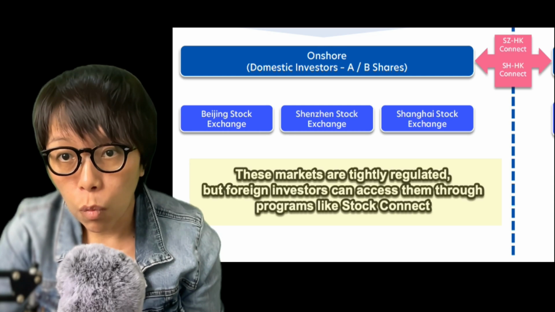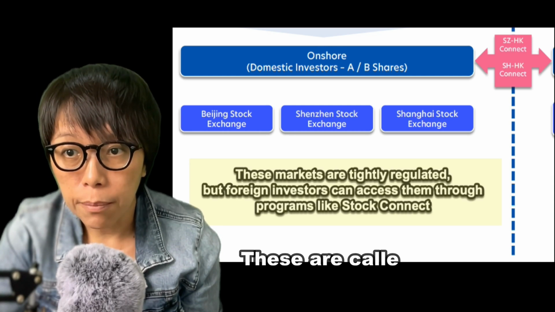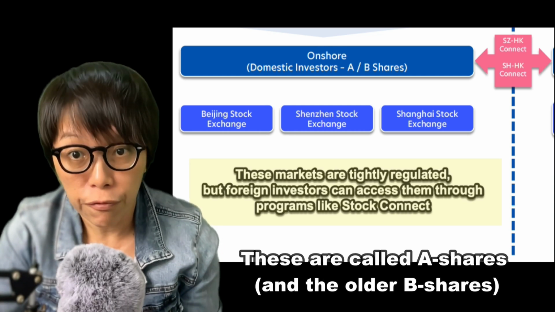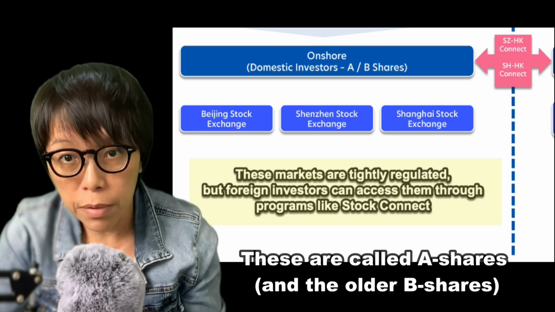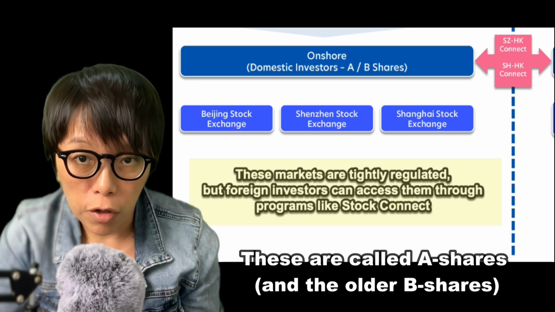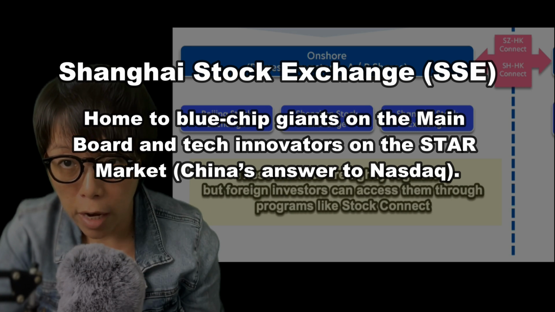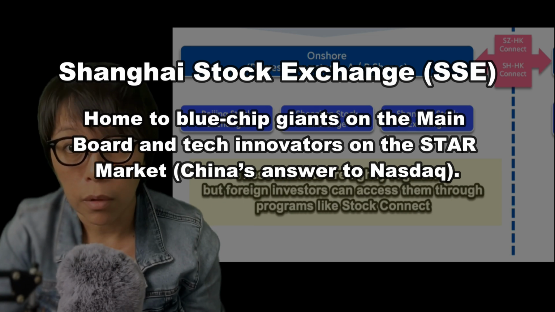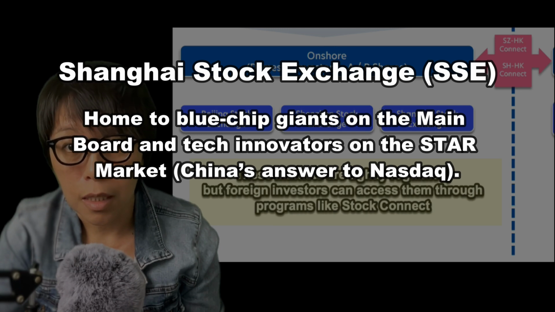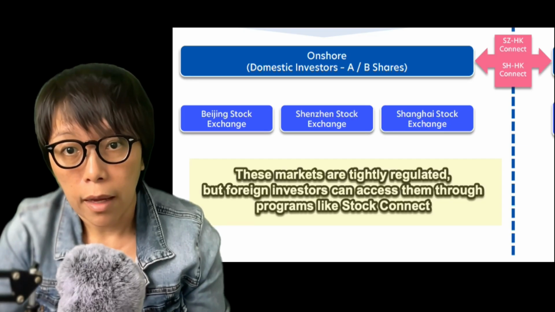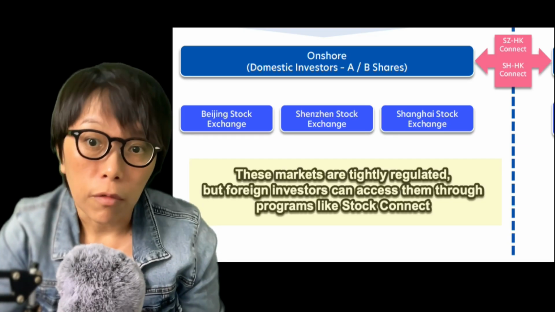Right, so this is where the mainland Chinese companies list their shares for domestic investors, and these are called A shares and the older B shares. Now, there are three key exchanges here. One would be the Shanghai Stock Exchange, SSE, that's home to the blue chip giants on the main board and the tech innovators on the STAR Market. That's like China's answer to Nasdaq.